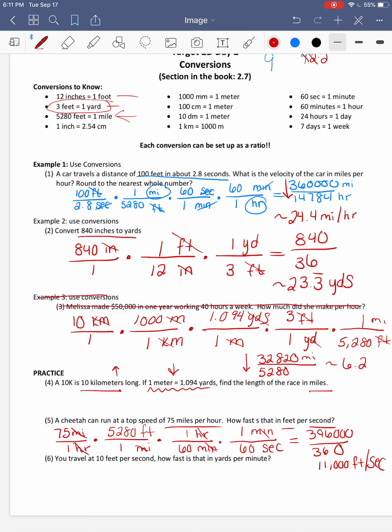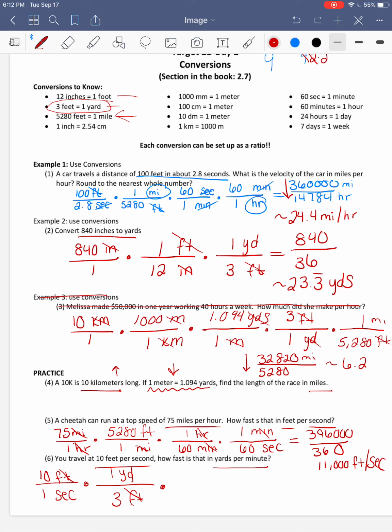And then finally, number 6. You travel at 10 feet per second. Boom, there's your ratio. 10 feet per 1 second. It's kind of like we're going backwards of what 5 was. And I want to change that to yards per minute. So let's start with the feet. So what do I know about feet and yards? Well, there's 3 feet in 1 yard. So I've taken care of feet. Those have canceled, and I have my desired unit of yards.